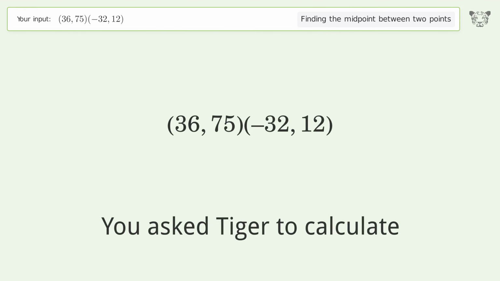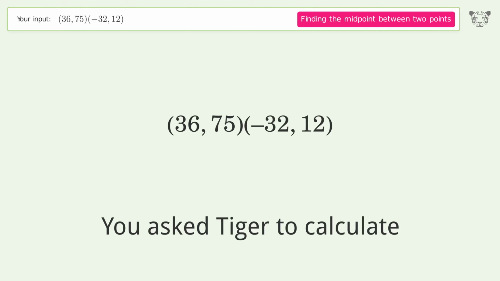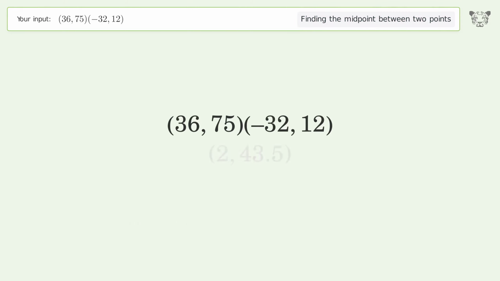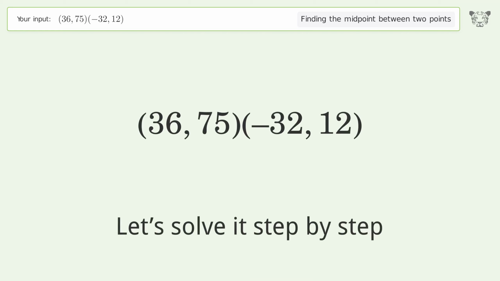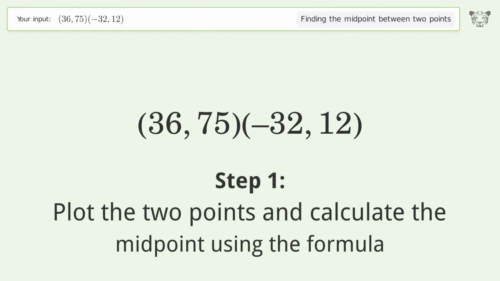You ask Tiger to calculate. This deals with finding the midpoint between 2 points. The midpoint between the 2 points is 243.5. Let's solve it step by step. Plot the 2 points and calculate the midpoint using the formula.